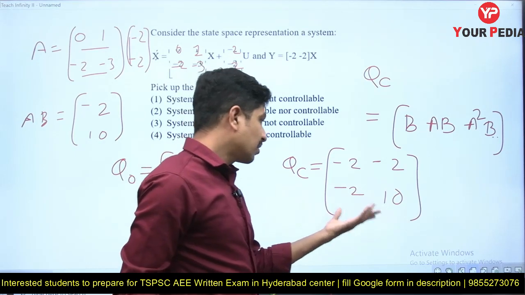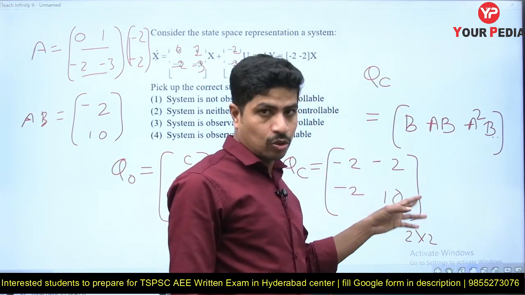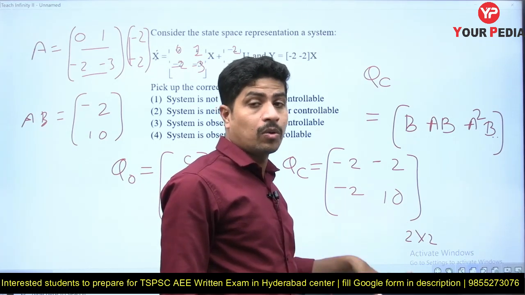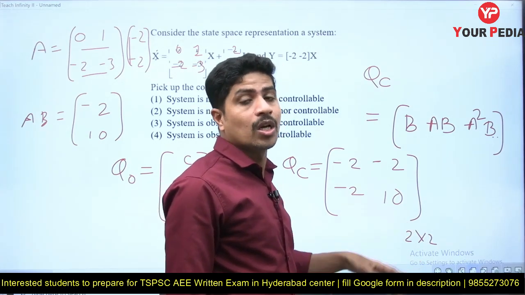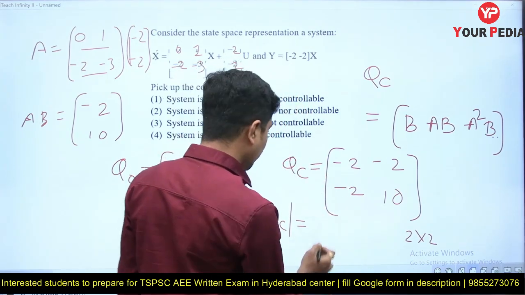See, this matrix size is 2 by 2. If the rank of the matrix is also 2, then we can say that it is controllable. If the rank of the matrix is less than 2, we can say that it is uncontrollable. Find the det of that. Find the det of, sorry, QC.